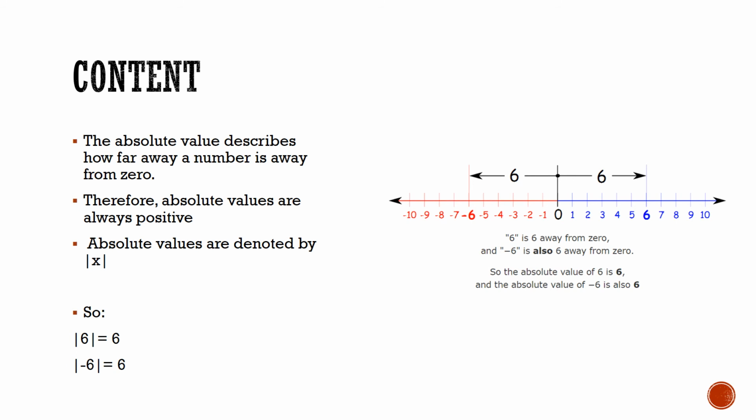So essentially what we're doing is we're removing any kind of negatives. Okay, so the absolute value of, say, -12 would be 12. And we denote absolute values with these two vertical lines. So you'll find that if you hit Shift and then the backslash on your keyboard, you will have that vertical line there.